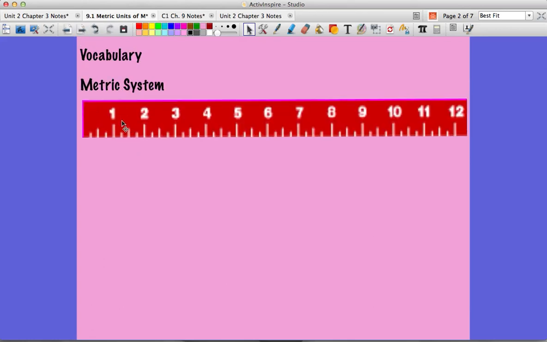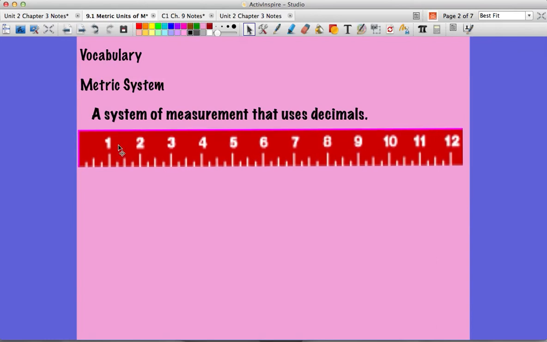Alright, so first, the metric system. The metric system is a system of measurement that uses decimals. This is a much easier system to convert in because everything is base 10, so we only have to swing the decimal when we are converting between units.